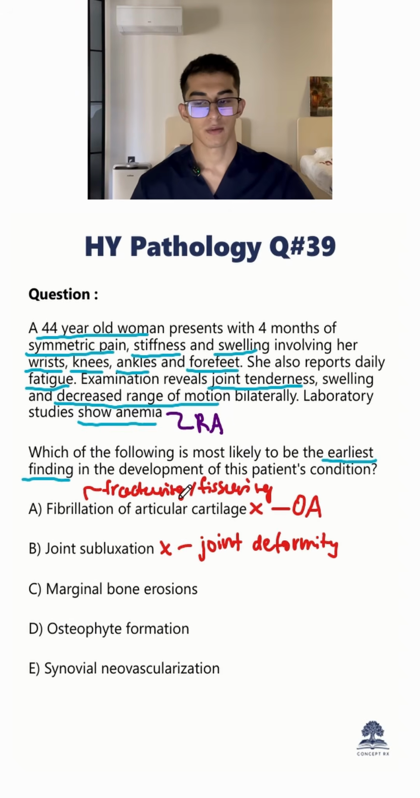Choice B, joint subluxation, is the same thing as joint deformity. Examples being ulnar deviation at metacarpophalangeal joints, swan neck deformities, volar subluxation of the carpus, and many more. However, all of them present in the later stages of the disease, whereas the question is asking about the earliest manifestations.